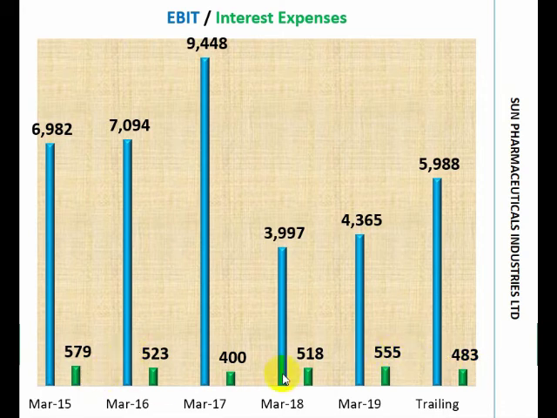There's no large variations in the interest payout, and it would be a red flag if the EBIT is decreasing consistently over the years, which we see here that the EBIT, although it was increasing till March 17, now till the recent 12 months also it has not managed to exceed the March 15 figure.